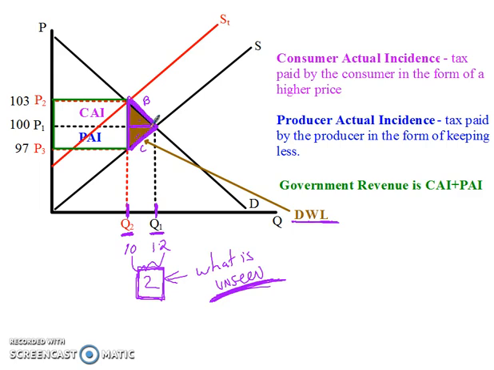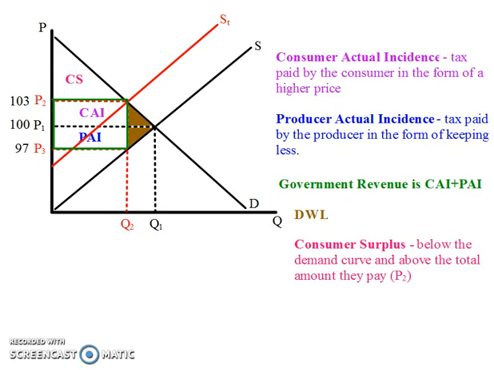You could do base times height divided by 2 and actually get the value of the area that represents the deadweight loss. All right, and then the last things that we want to think about, two more items here.